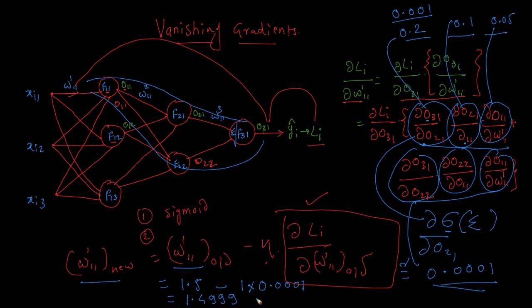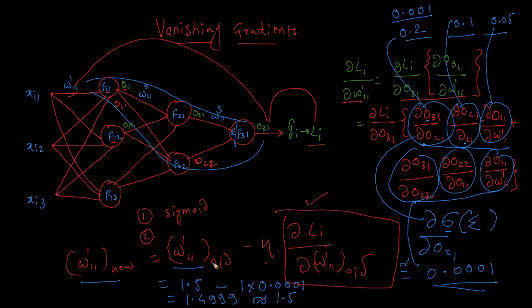And what is this? If I consider the rounding of error, it will be nothing but 1.5. So old W was also 1.5, new W is also 1.5. That means there is no update in the weight. Weights are not getting updated. The new weight is exactly similar to the old weight. So there are no updates. And why is this happening?